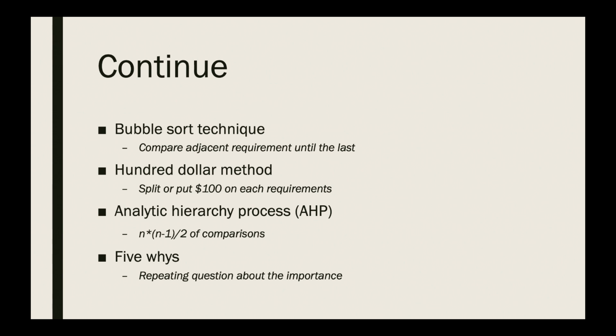The next method is called the $100 method. It is a method that involves multiple stakeholders. So it assigns different stakeholders $100 or several votes. They can either put the whole $100 on one requirement or split the money into different requirements proportional to how important they value the requirement. Then at the end, money or votes are calculated on each requirement to identify the prioritization of each requirement. This method is also good for a small group of requirements.